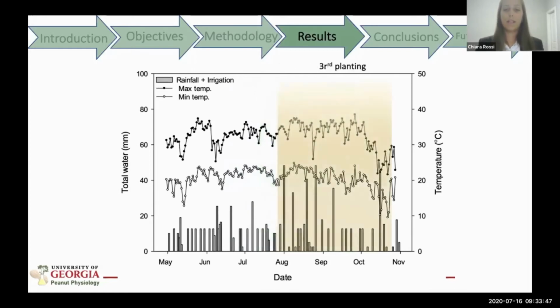While for the third planting date, the 2 parameters are not well distributed. For total water, we have some peak at the beginning and at the end of the season, but very important, we can see that the values of temperature drop at the end of the third planting date. And this affects some of the physiological parameters, and I will show you some graphs related to this.